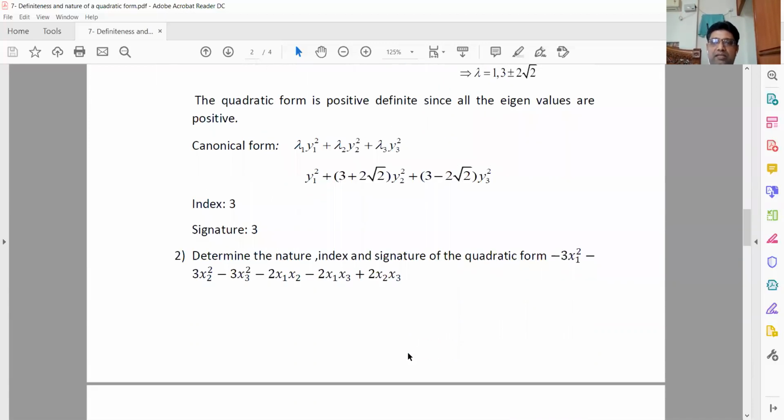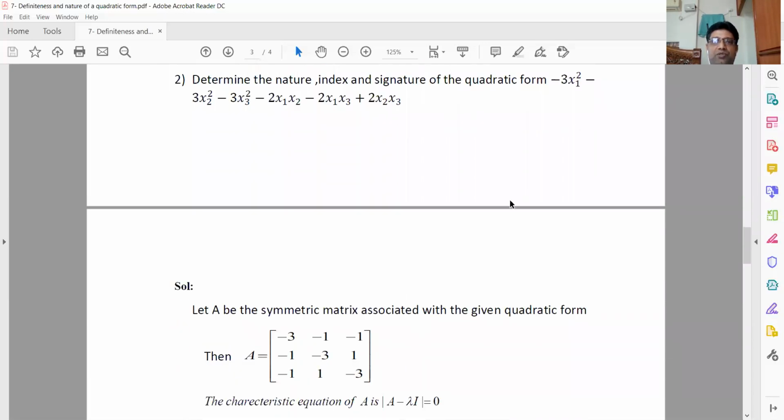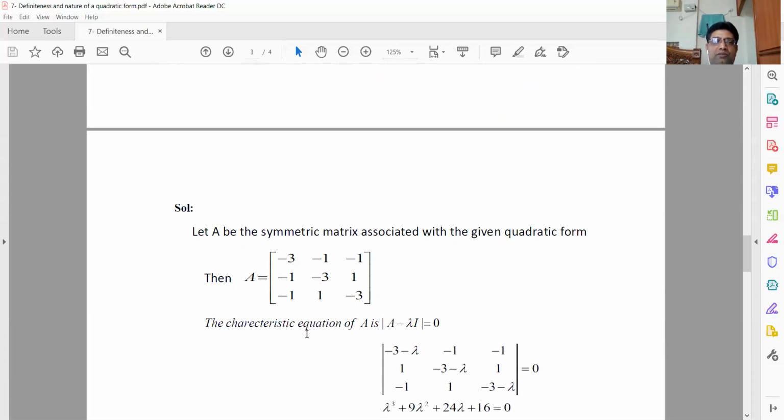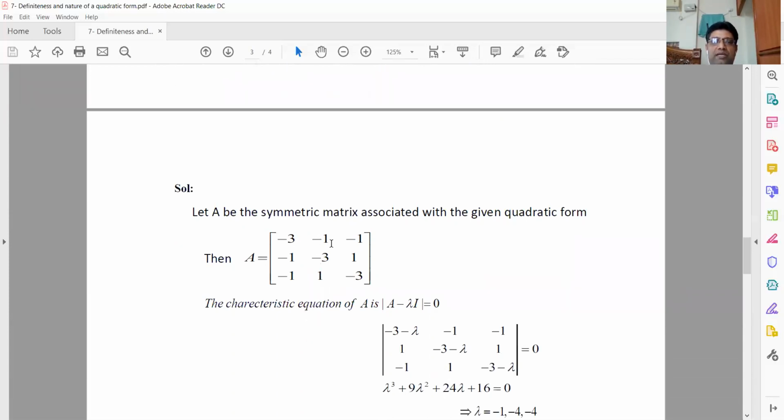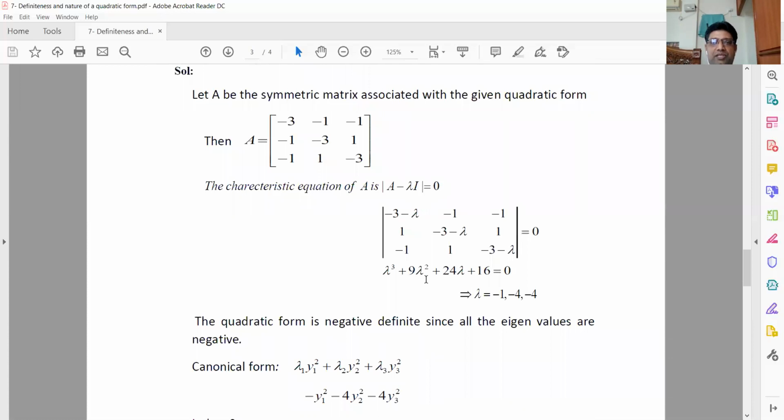Now we'll look at another example here. Determine the nature, index and signature of the quadratic form: minus 3x1 square, minus 3x2 square, minus 3x3 square, minus 2x1x2, minus 2x1x3 plus 2x2x3. So first write the symmetric matrix associated with the given quadratic form. So that is here A equals minus 3, minus 1, minus 1, minus 3. So the next job is to calculate its eigenvalues by writing its characteristic equation.